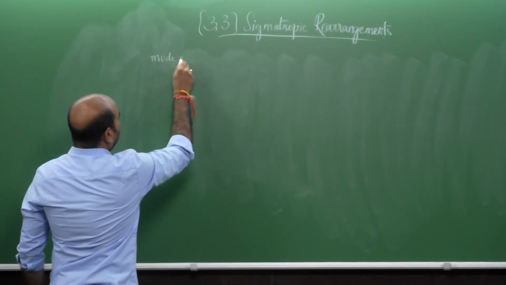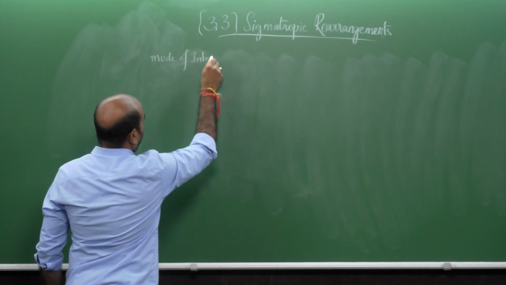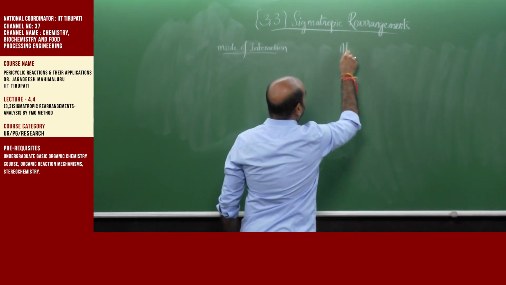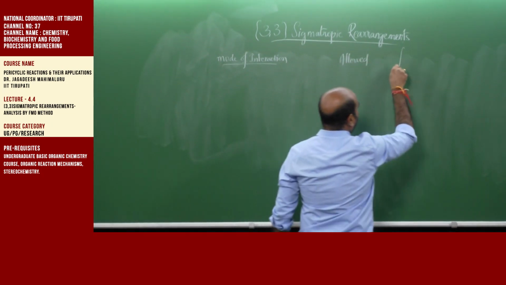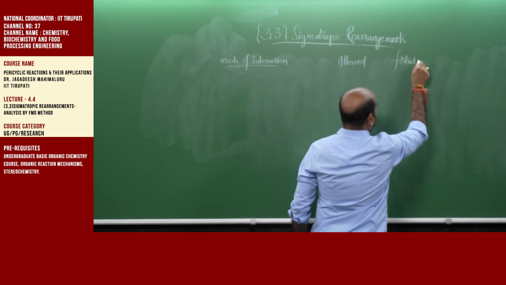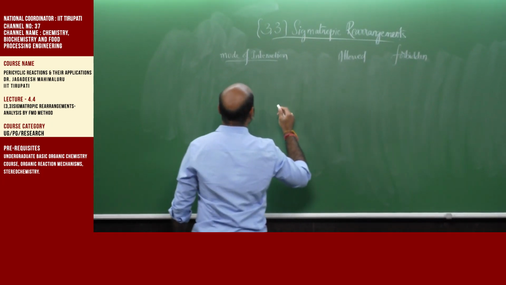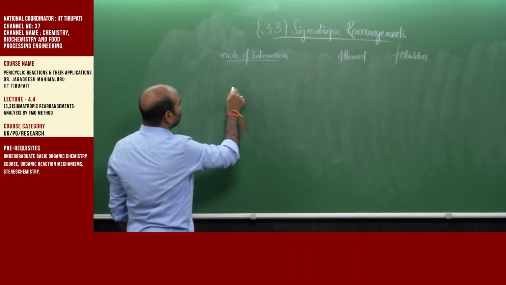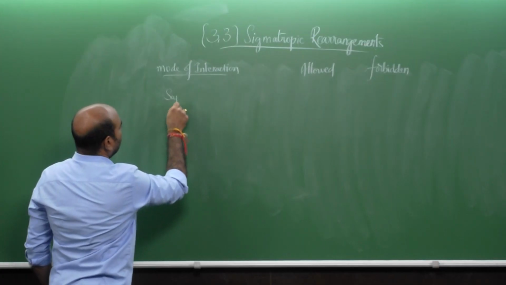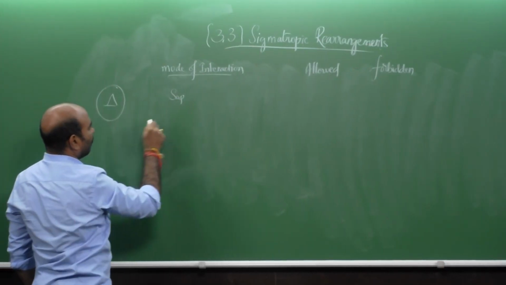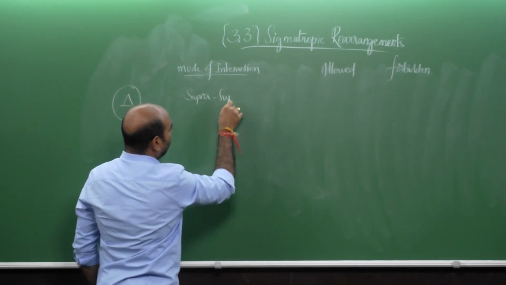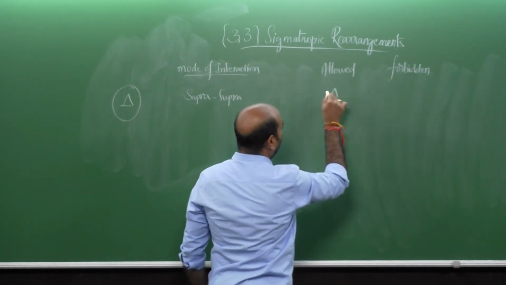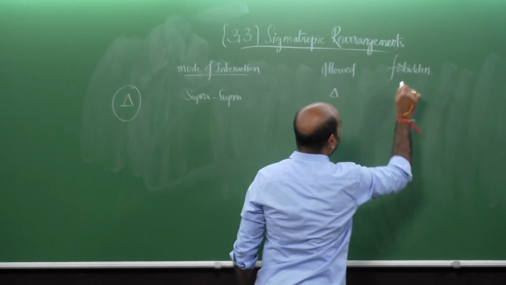So mode of interaction, or shifting, allowed or forbidden. This is a conclusive table for the 3,3 sigmatropic rearrangement Woodward-Hoffmann selection rules. So under thermal conditions, if both the partners are supra, thermally it is allowed and photochemically it is forbidden.